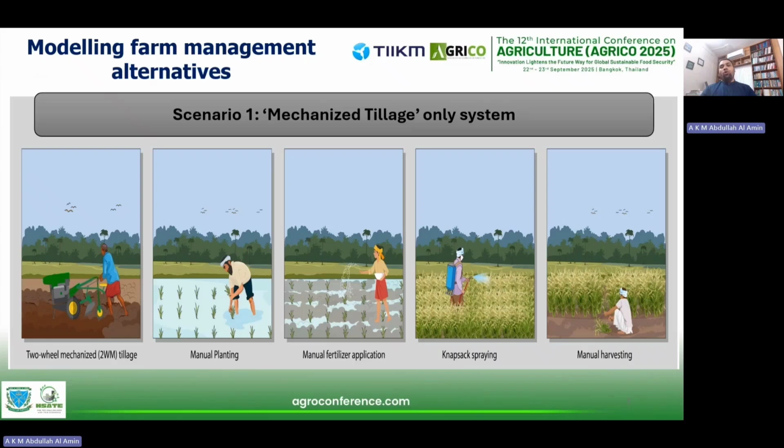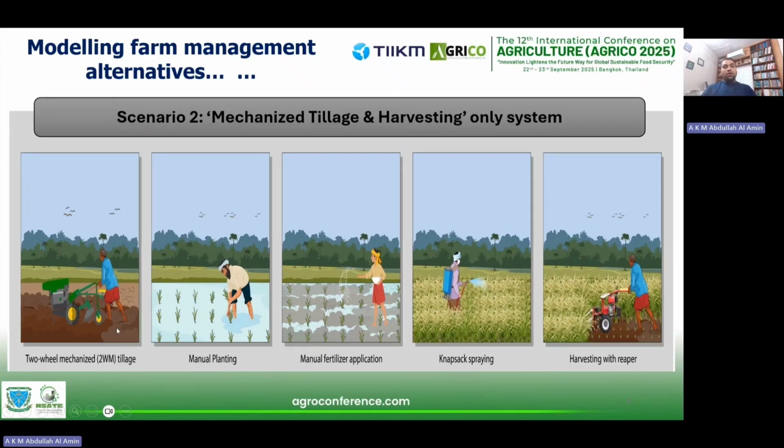The first scenario we modeled considered the typical mechanization Bangladesh predominantly experiences, where only tillage is mechanized, keeping all other operations manual. That is the predominant mechanization the country has experienced so far. The second scenario is known as the evolving mechanization, where tillage and harvesting operations are assumed mechanized, keeping all other operations manual. And this is the evolving mechanization the country has been trying to scale up over the last few years.